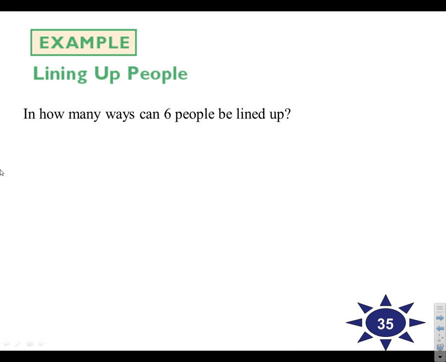In how many ways can 6 people be lined up? So think about this. How many people are there for the first spot? 6. How many for the second spot? 5. All the way down to 1. This is the same thing as saying choose from 6 people. How many are we going to choose? We're going to choose all 6 of them.